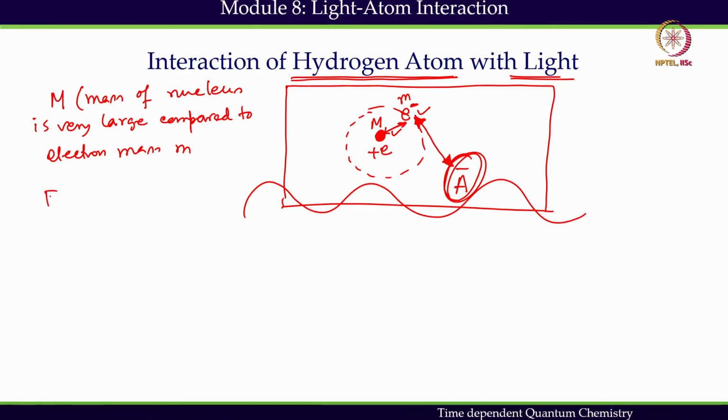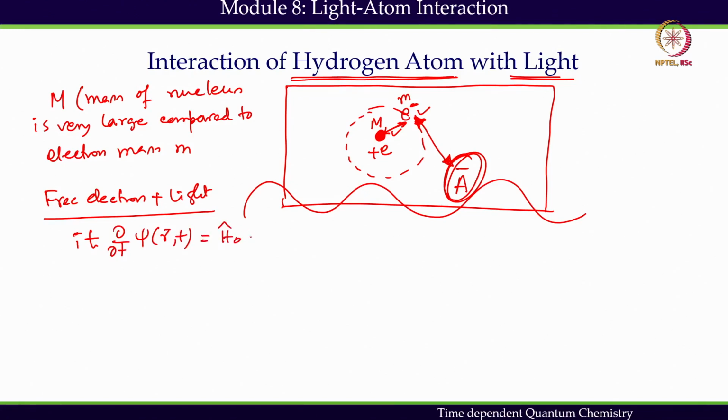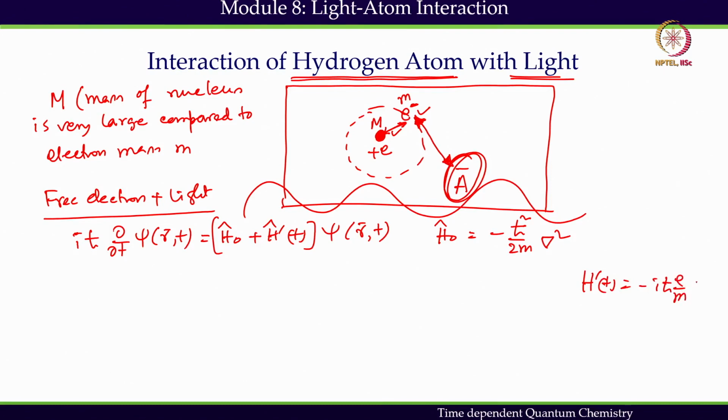So, previously for the free electron plus light, we have written the time dependent Schrödinger equation as this, where H naught plus H dash of t acts on psi. That's the way we have written. Now, H naught, the unperturbed Hamiltonian, was nothing but the kinetic energy operator of a free particle, and H dash was minus i h cut e by m A dot del operator. That was the H dash.